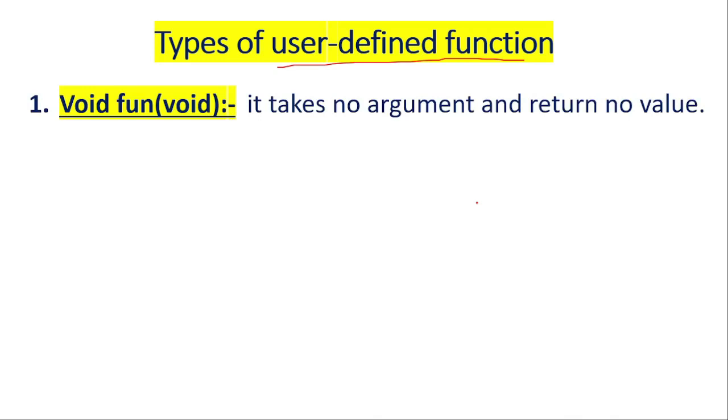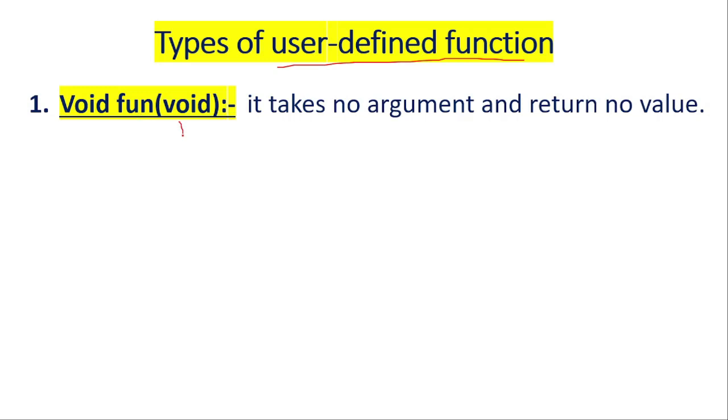So what do we mean by types of user defined function? It means we can create user defined functions in many ways. So the first way is void function void. This is the first type of user defined function in which we will not take any value from the main.